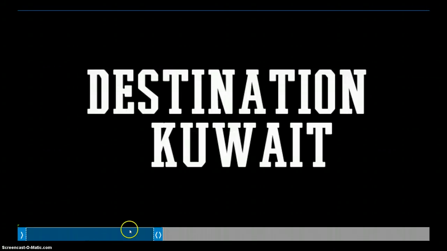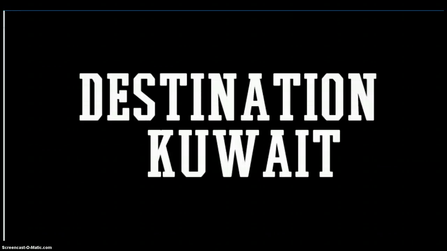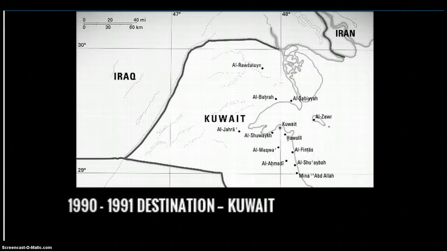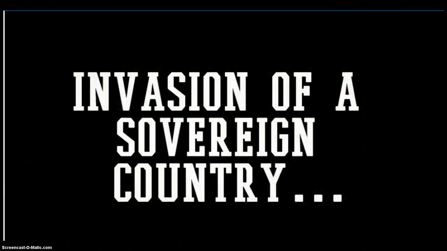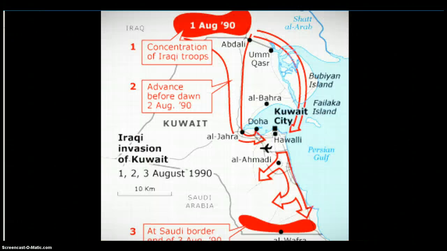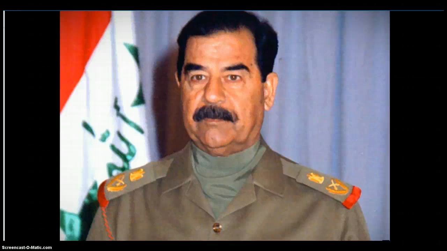The first destination I'd like to take you to is the country of Kuwait, located in the Middle East in the world. Kuwait is a sovereign nation that in 1990 to 1991 was invaded by the country north of it, Iraq. The invasion of this sovereign country occurred due to an oil dispute between the two countries of Iraq and Kuwait. Iraq believes that Kuwait's oil should belong to them. At the time, a brutal dictator by the name of Saddam Hussein was in charge of Iraq, and he was the orchestrator of this invasion that took place.